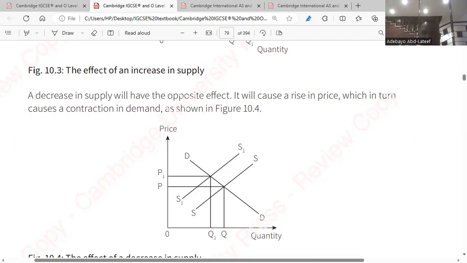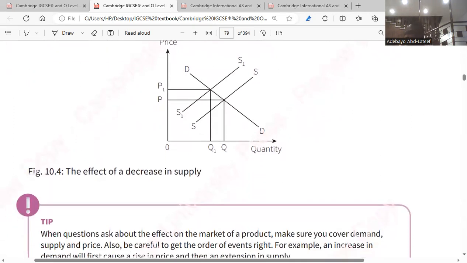They said a decrease in supply will have the opposite effect. It will cause a rise in price, which in turn causes a contraction in demand. Demand would fall when the price increases. It might be because the price is increasing, consumers do not want to buy. Demand will fall. So for firms to correct this, they have to reduce the price.